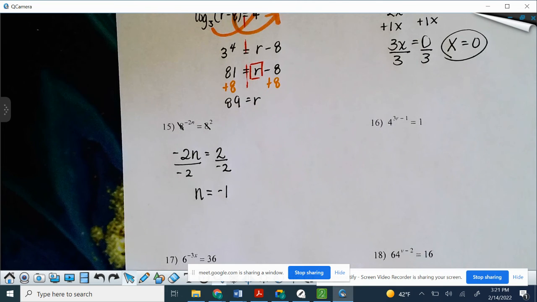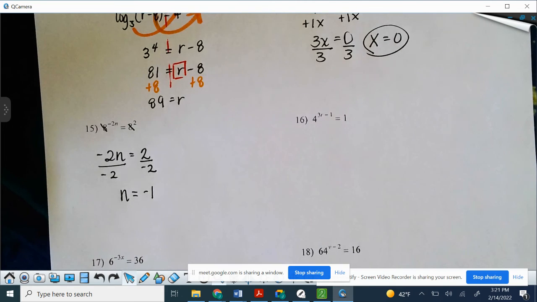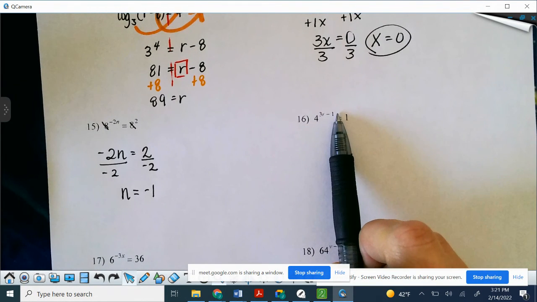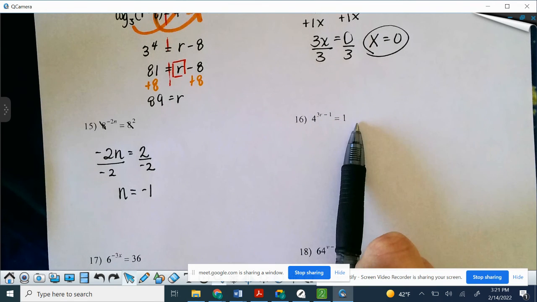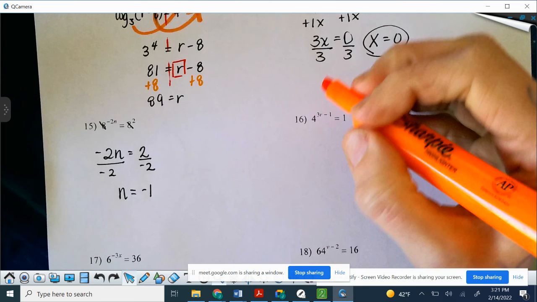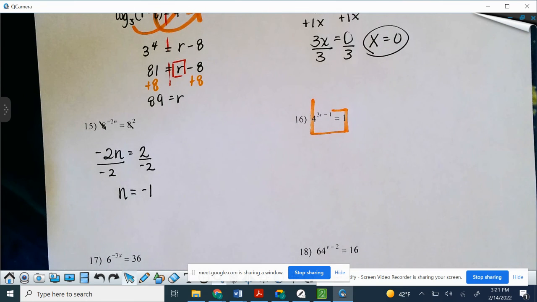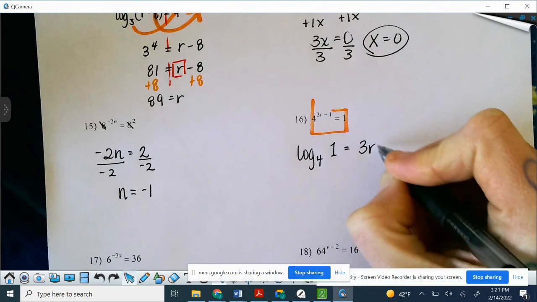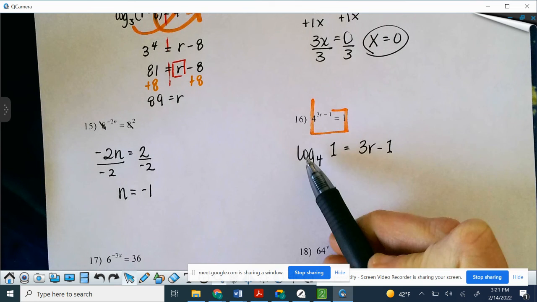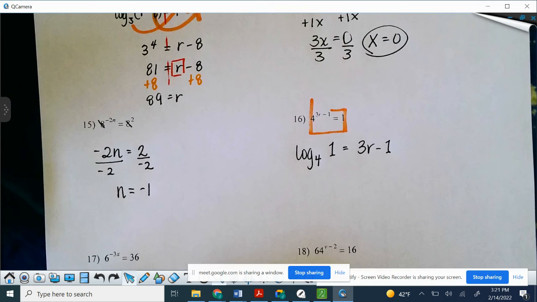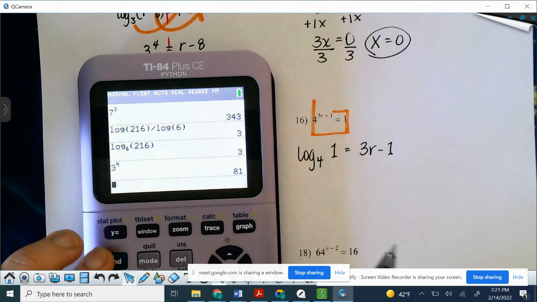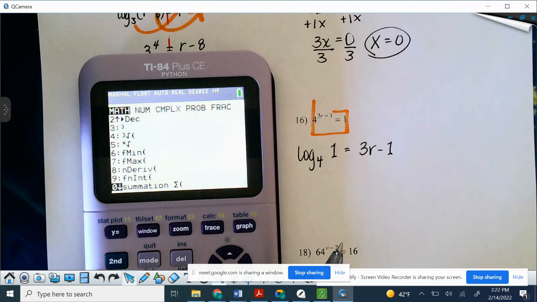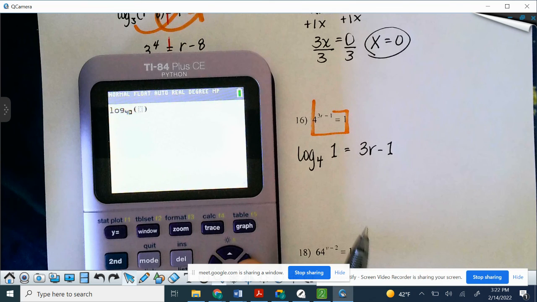So looking at 16. Again, in this case, our variable is not in a good place. You can't solve it when it's sitting up in the exponential spot. So you're going to convert this to logarithmic form. So you're going to push it down, grab, and then rewrite. So log base 4 of 1 equals 3r minus 1. Log base 4 of 1, we can type in our calculator and get an answer, or in Desmos, whichever way you're doing it. And you can do it by change of base again, or you can do it by your log base option. So log base 4 of 1 equals 0.